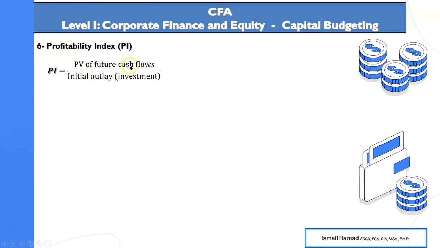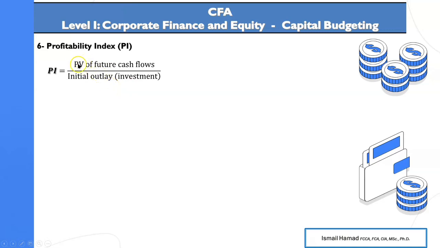The present value of future cash flows, which we assume as 12, divided by the initial outlay or the investment I made, which is 10. 12 divided by 10 will give more than 1. So the project is okay.